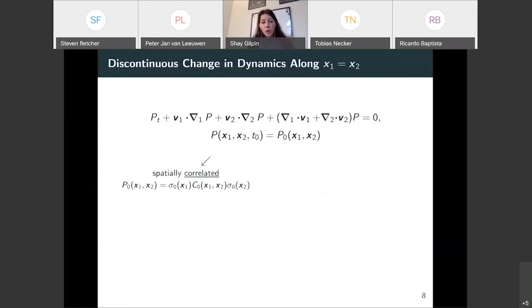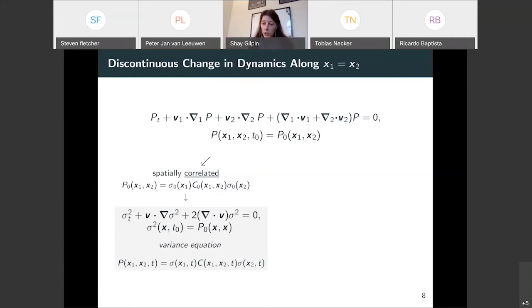We'll split this into 2 different cases. The first case we'll consider is when our initial covariance is spatially correlated. So we have some initial standard deviation structure, we have some initial correlation structure, and what we find is that along the diagonal, or along the surface where x1 is equal to x2, the evolution corresponds to the variance equation, which is given here.